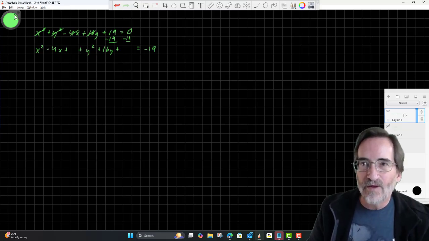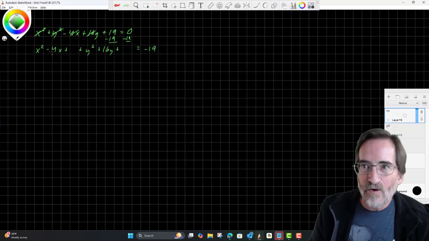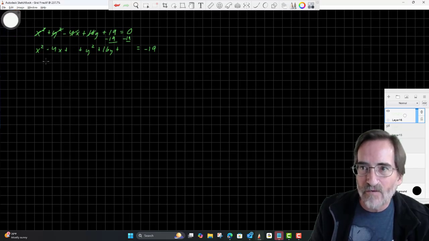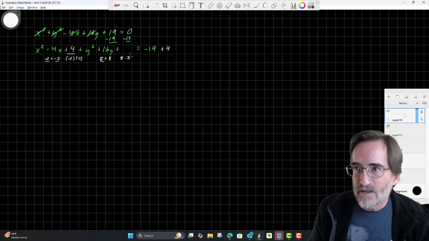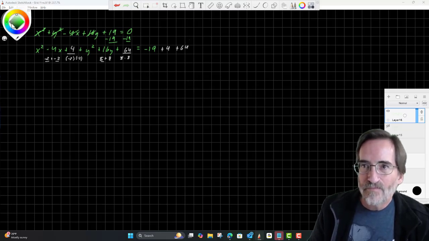Okay? Then break up the 4 in halves. What adds to itself to make -4? And the answer is -2 plus -2 adds to itself to make -4. So multiply that, -2 times -2 to make +4. If I add 4 to the left, I add 4 to the right. Now, what adds to itself to make 16, or what is half of 16? Well, 8 plus 8 makes 16. So 8 times 8 is 64. So I'm going to add 64 to both sides. Okay, that's the complicated step.